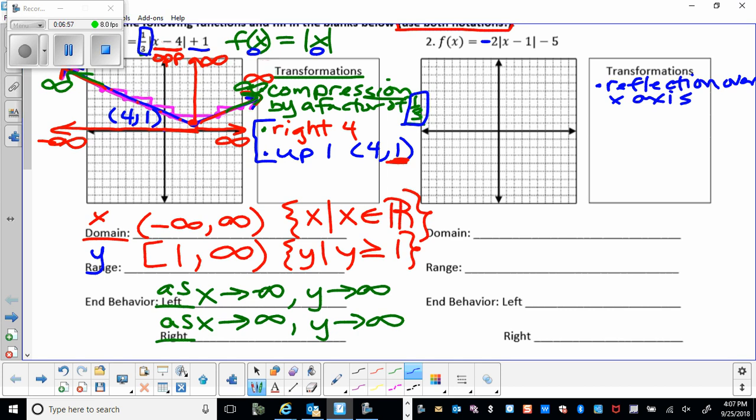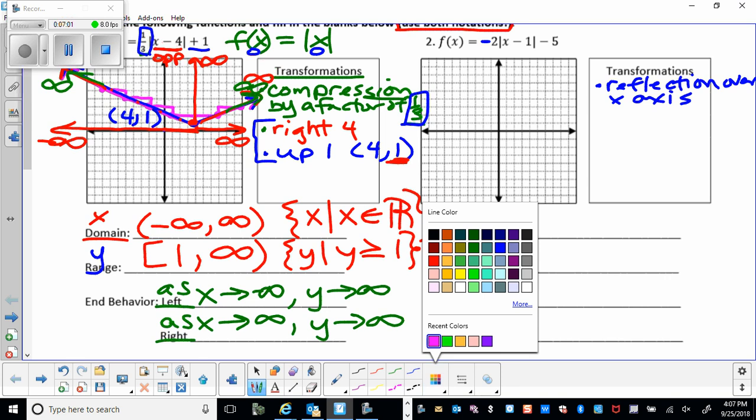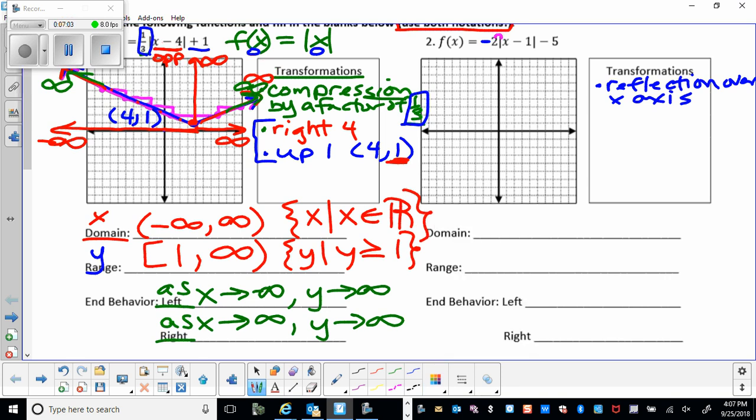Okay, and then the 2, right here, that is the slope, right? So that's going to stretch it out by a factor of 2. Okay, that doubles all my y, so it gets stretched out and skinnier looking.